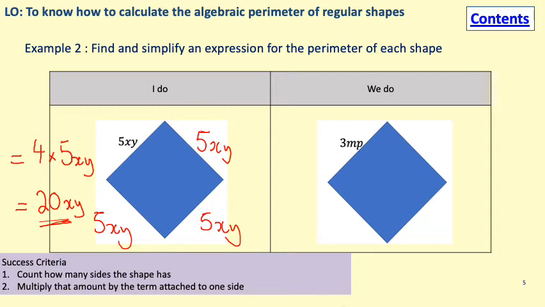So if we look to our success criteria, it says count how many sides the shape has. So our square has 4 sides, that's the 4. And then we multiply that amount by the term attached to one side. So now pause the video and give yourselves 30 seconds to try and solve the we do.